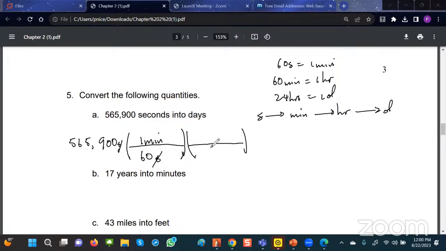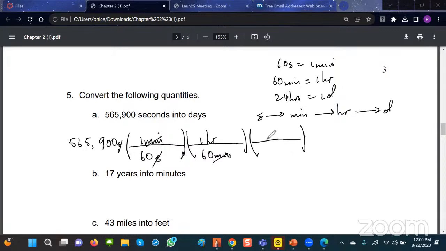What would go up top here and what would go below here as a denominator? 1 hour above, 60 minutes below. Very good. So the minutes will cancel out here and here. And then we get to the final conversion factor to go from hours to days.